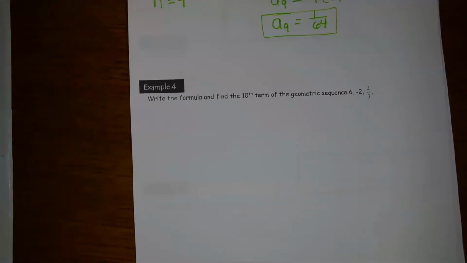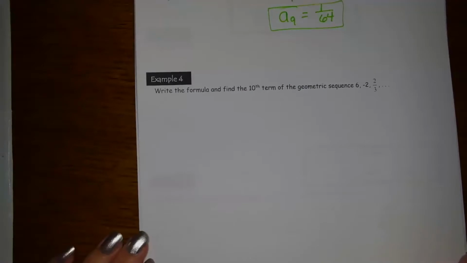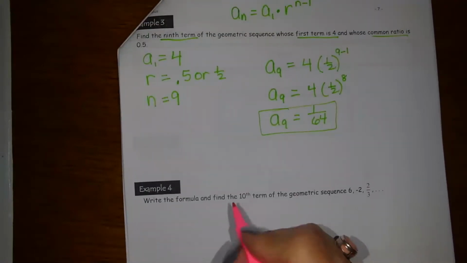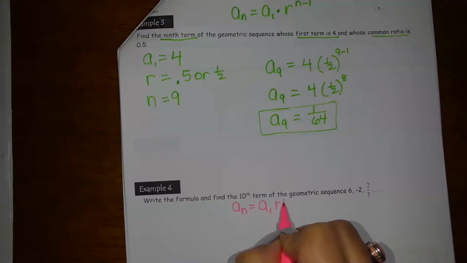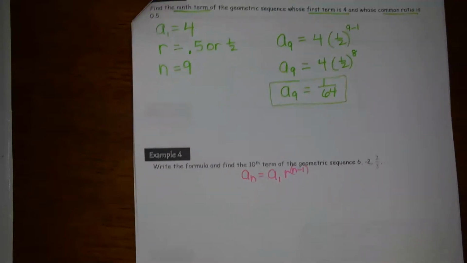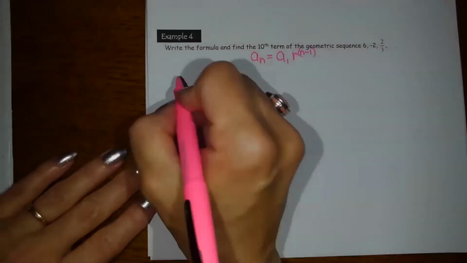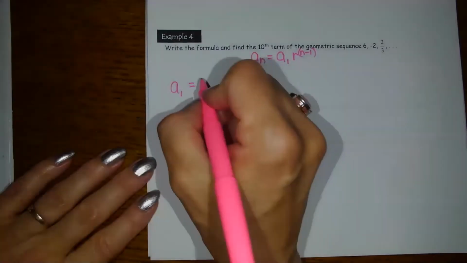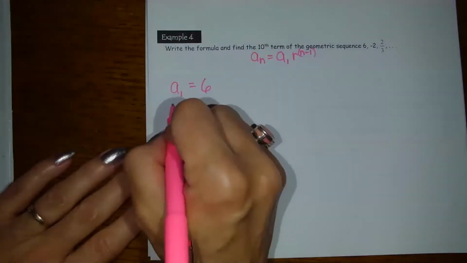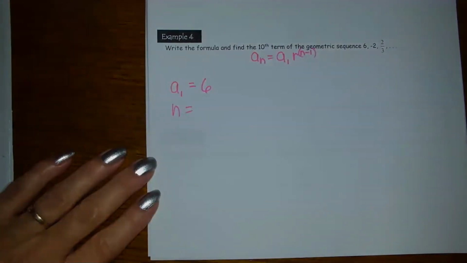Okay. Write the formula and find the 10th term of a geometric sequence, 6, -2, 2/3 here. Let's write our formula down again. I'm actually kind of hoping that if we write it enough, you don't really need it. That's why I keep writing it. Okay. So do we know A1? What's A1? 6, right? The very first number is 6. Okay. Do we know n? Yeah. When they say find the 10th term or anything like that, that's n.